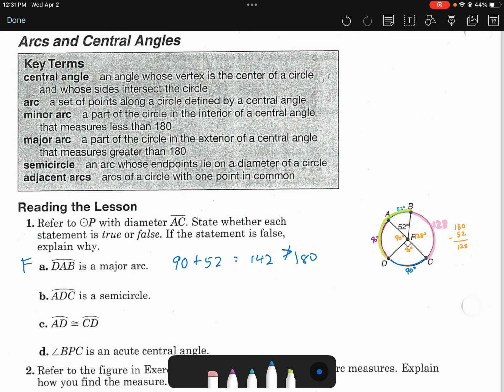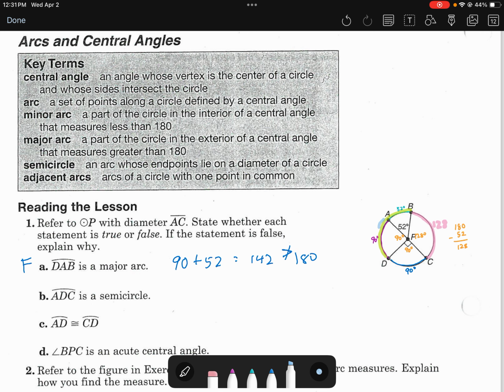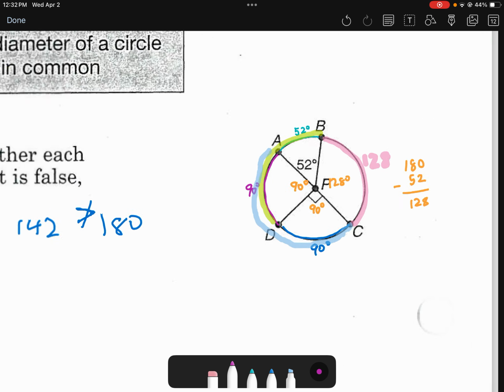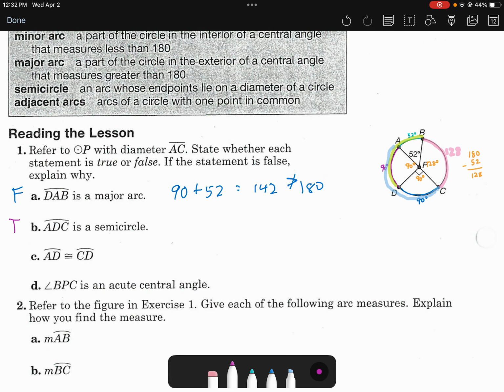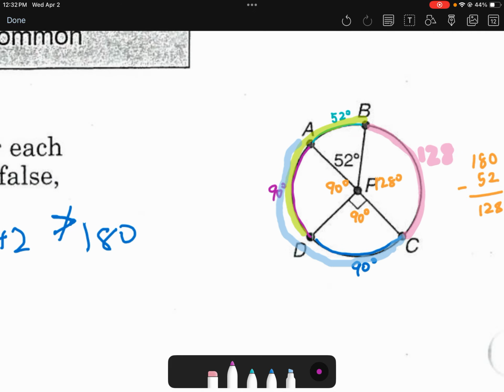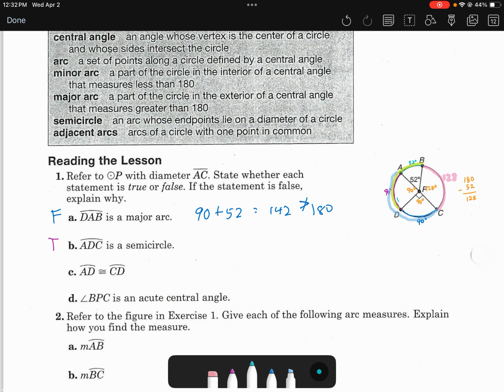Part B, arc ADC is a semicircle. That is true. I'll use a lighter blue. Arc ADC, yeah, that's a semicircle. That's true. It covers half the circle. Part C, arc AD is congruent to arc CD. That is true. Your purple arc and your blue arc have the same measure. They're congruent, so that is true.